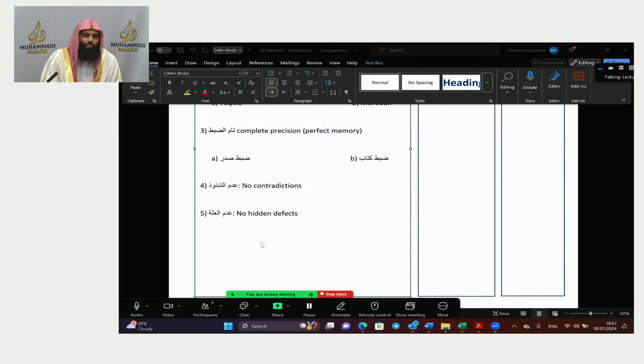So for example, you'll say, okay, these two narrators actually met. They did meet. They both went to Muhammadi Masjid. However, on this particular day, this student was absent. Right? For example, who's not here today?